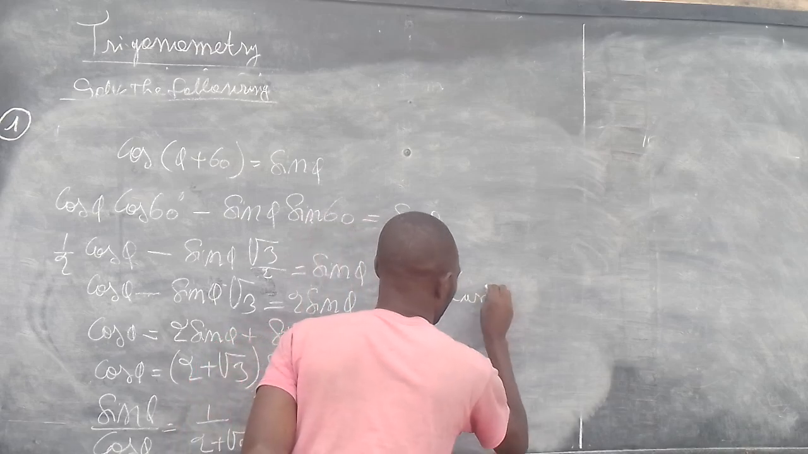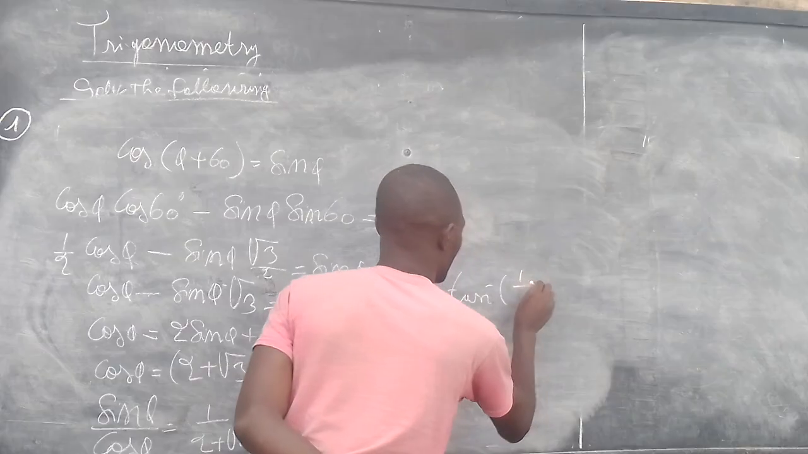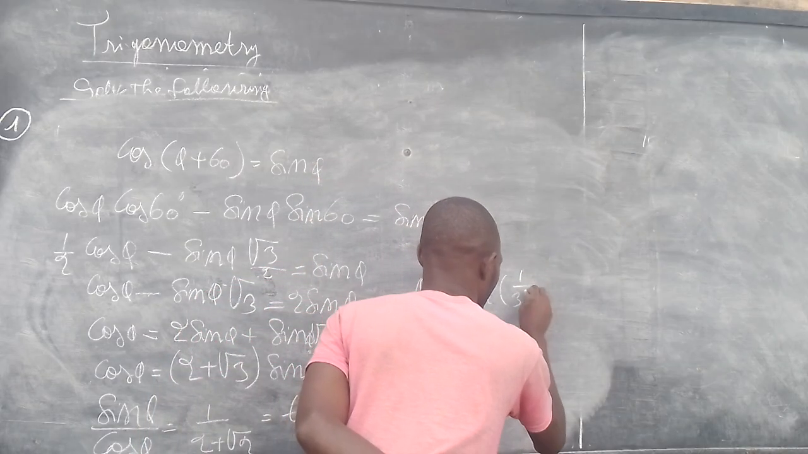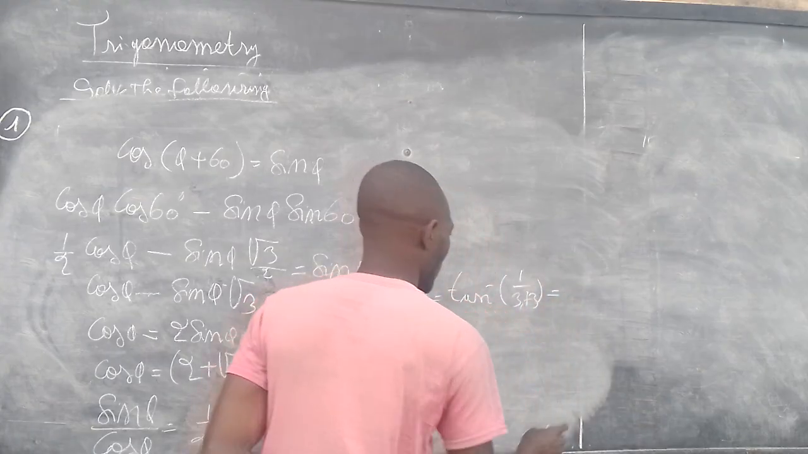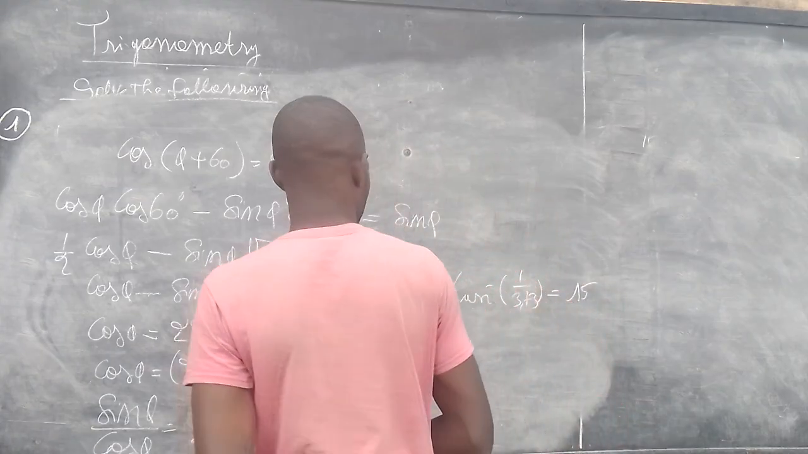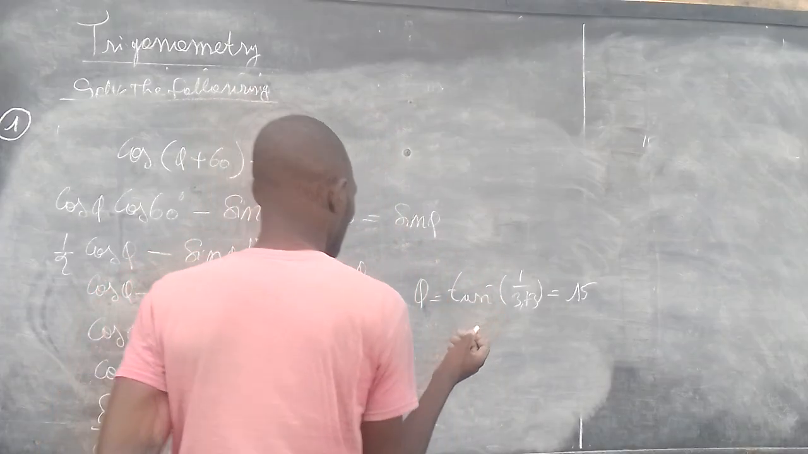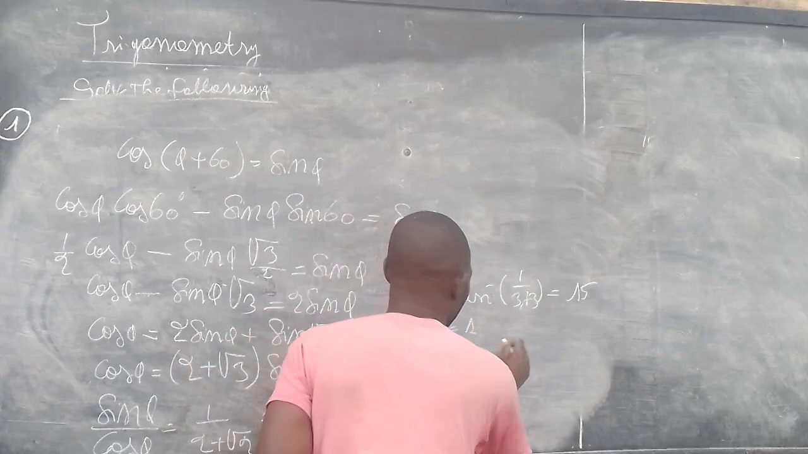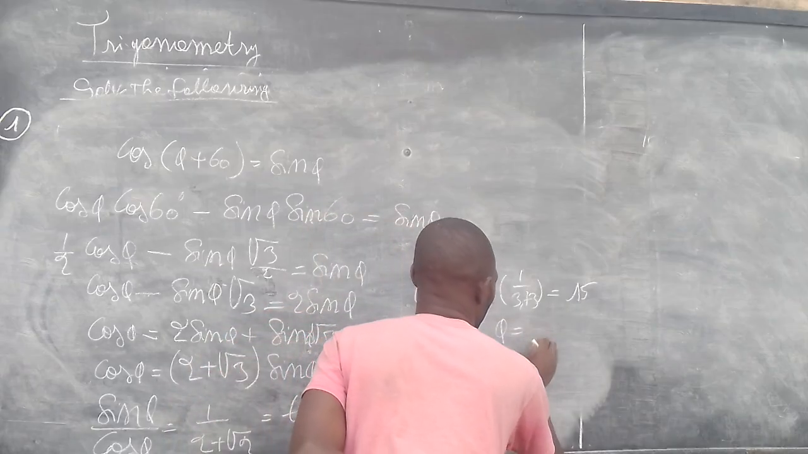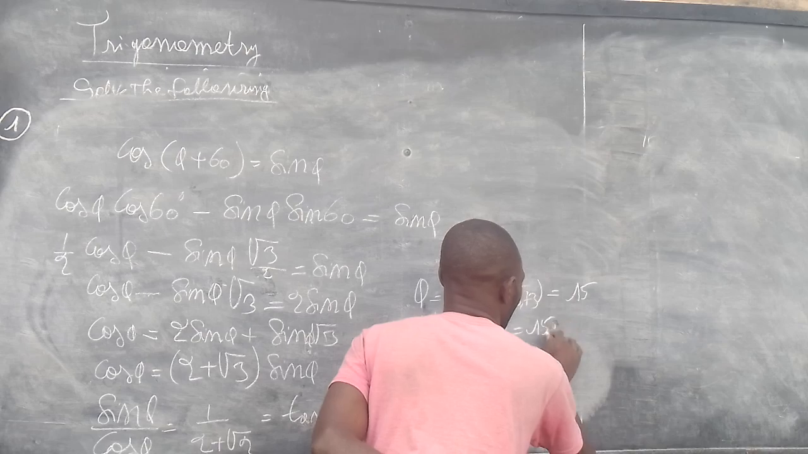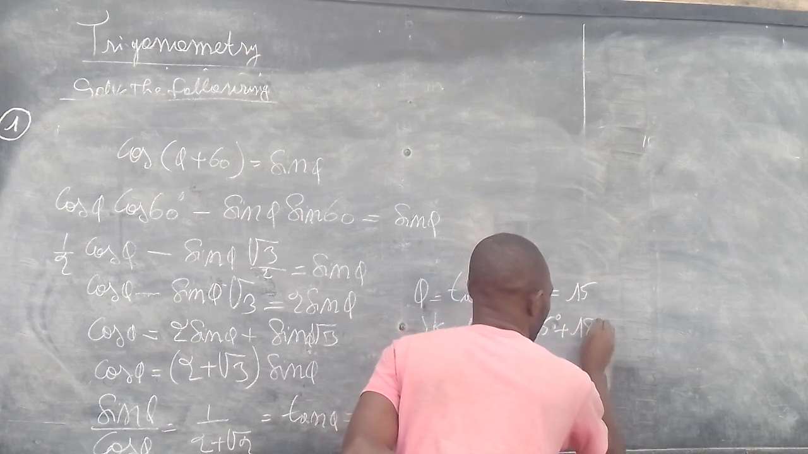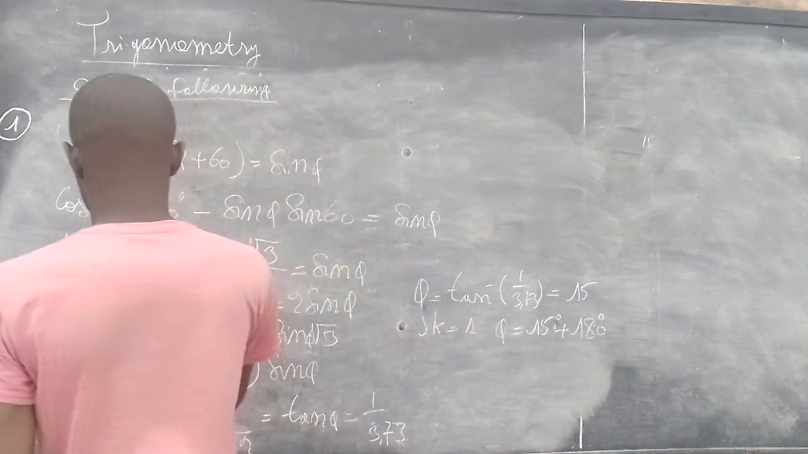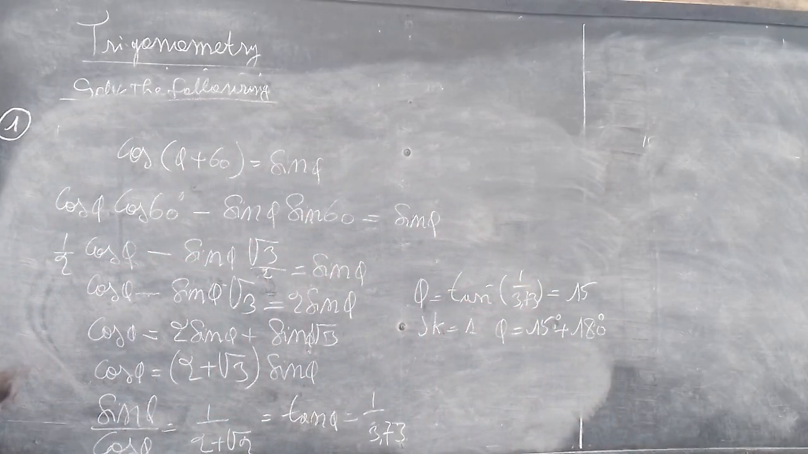tan inverse of 1 over 3.73, which is equal to 15 degrees. If k equal to 1, we will have phi equal to 15 degrees plus 180 degrees. So this is how this also will be solved.